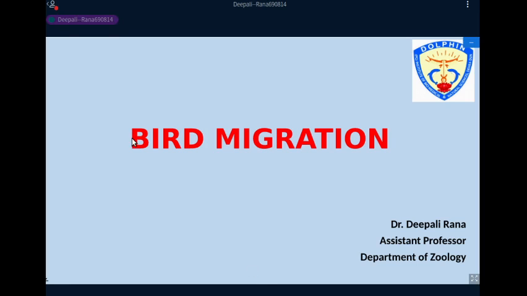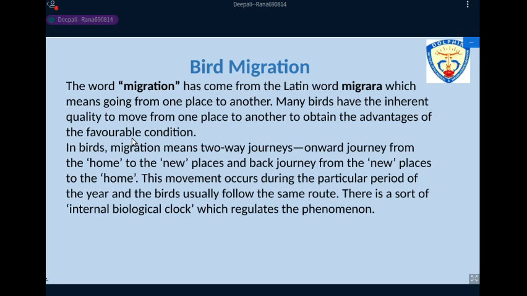Okay, so moving to the first slide, we say the word migration. It has come from the Latin word migrare, which means going from one place to another. Many birds have the inherent quality, the instinct, that gives them the signal that they have to move from one place to another to obtain the advantages of favorable conditions.